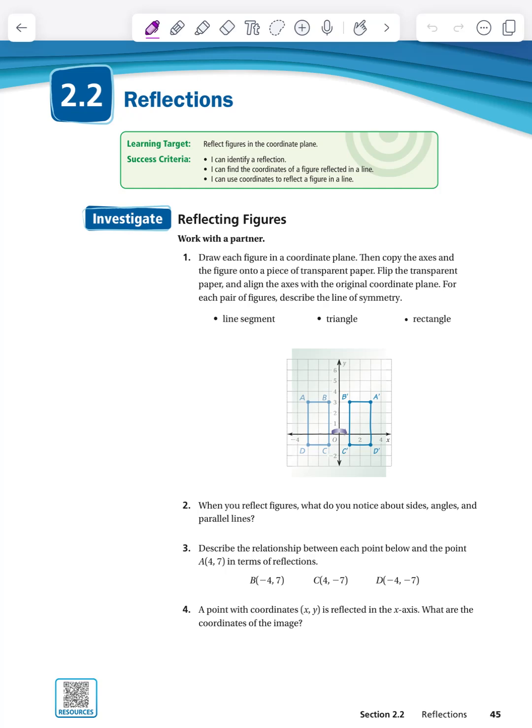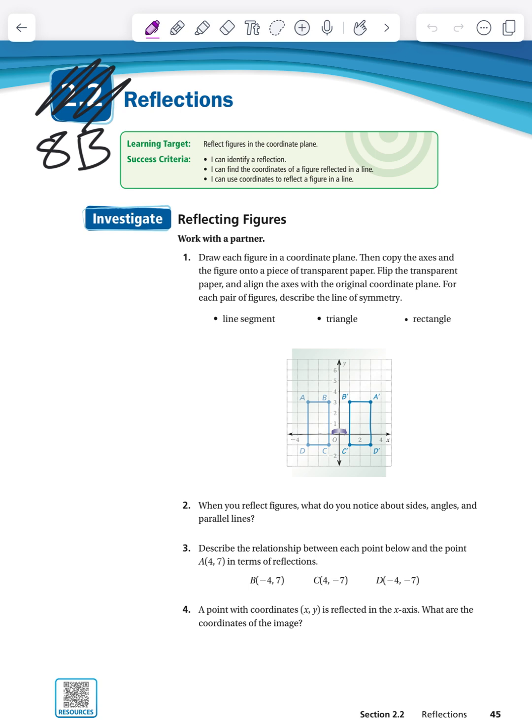Hello, 7th graders. Today we are going to learn how to reflect an image on a coordinate grid. I know it says 2.2 up here, but we're actually calling it 8B because it's in our module 8 and it is our second lesson. Okay, so first we're going to investigate reflecting figures on a coordinate grid.